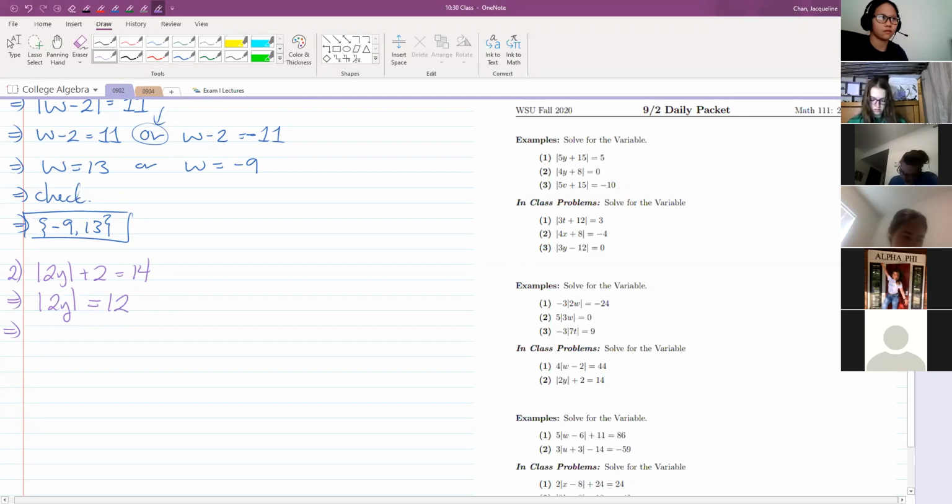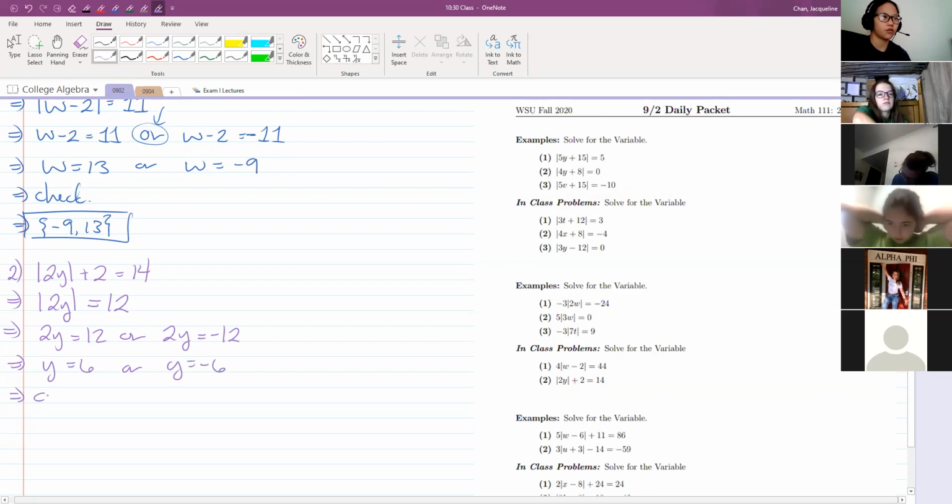Apply property 1. And what would I write? 2y equals 12 or 2y equals negative 12. Perfect. When we solve for y, I get y is equal to 6 or y is equal to negative 6. Of course, we're going to check it. With my solutions, both of them check out. So our answer is plus or minus 6.